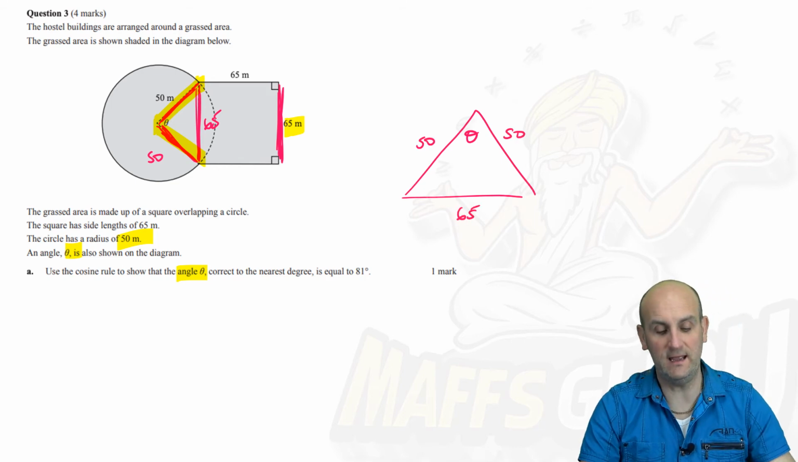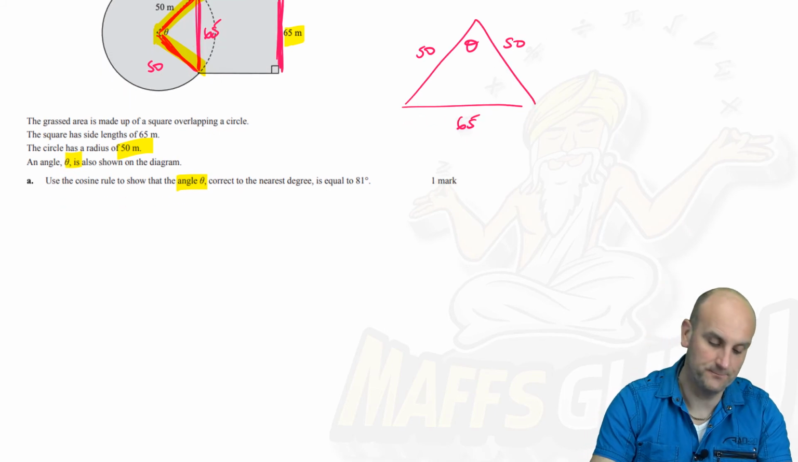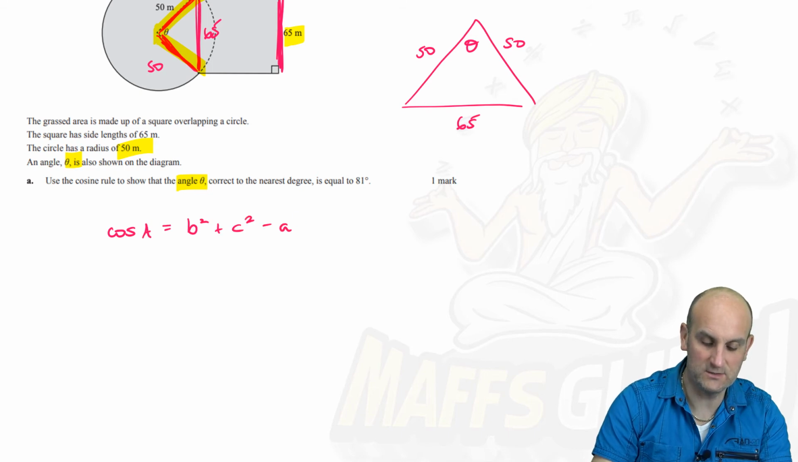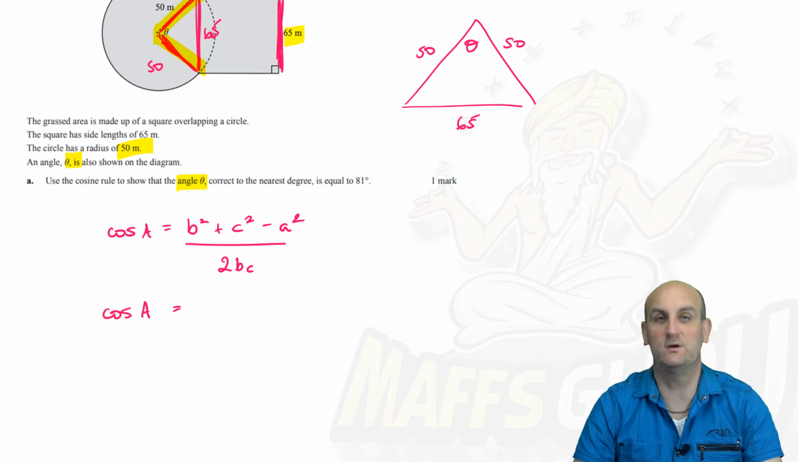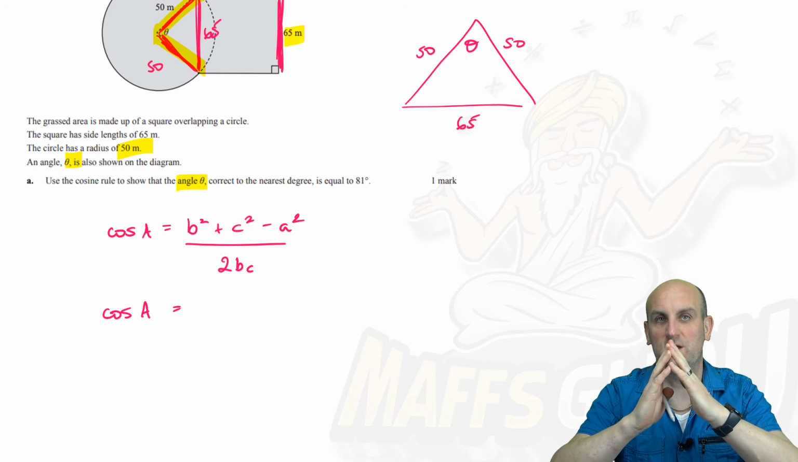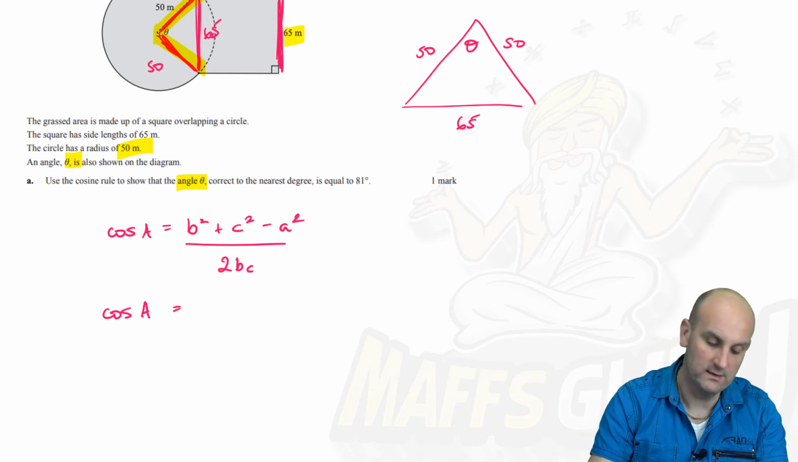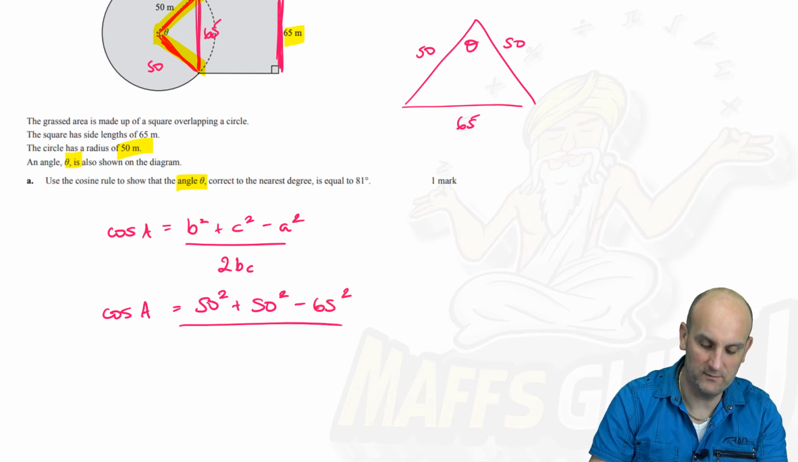I'm trying to find an angle, so let's scroll up just a bit. Let's say the cosine of A is equal to B squared plus C squared minus A squared, all on 2BC. So the cosine of angle A is going to give me, again, I don't care what side B and C are, it's the ones either side of the angle I'm looking for. So 50 squared plus 50 squared minus 65 squared divided by 2 times 50 times 50.